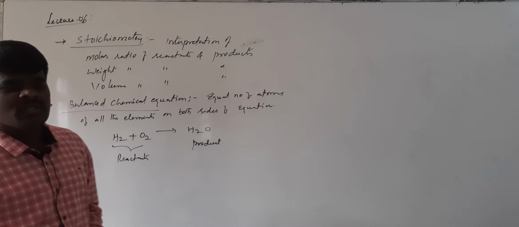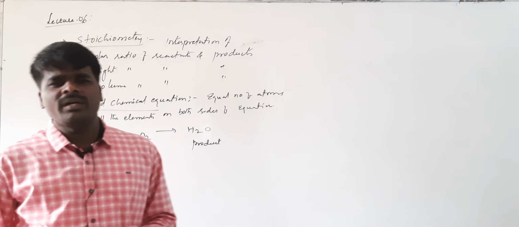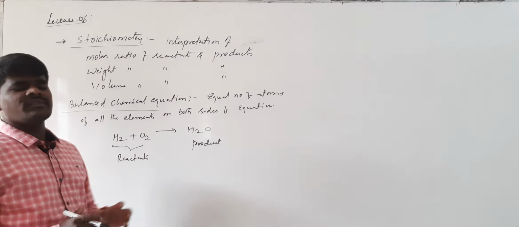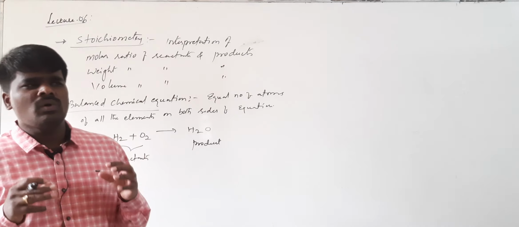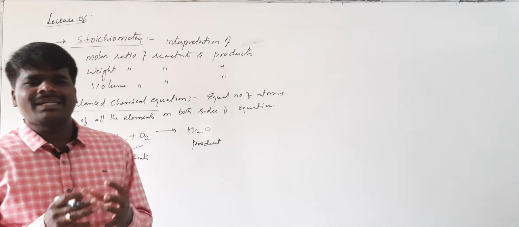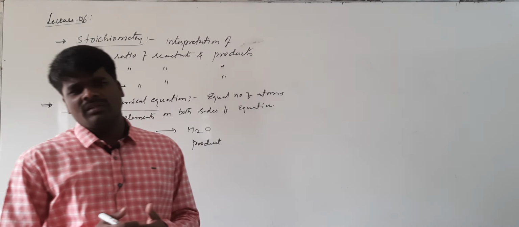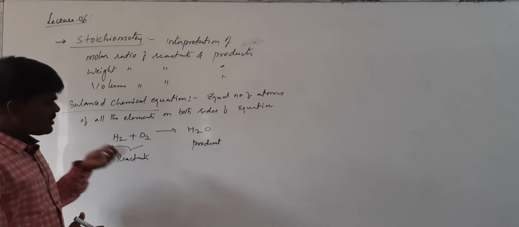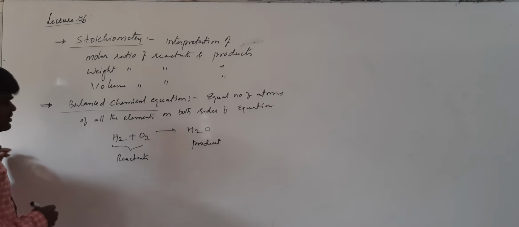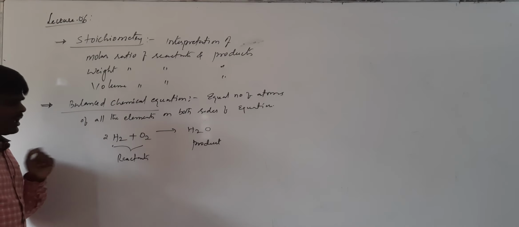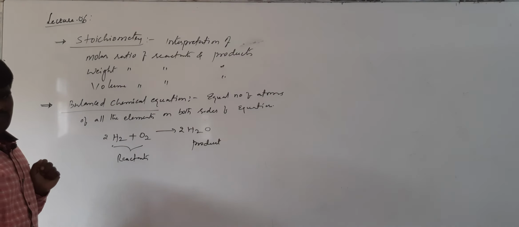Why do we have to balance a chemical equation? Because all chemical reactions obey the law of conservation of mass. According to the law of conservation of mass, during a chemical reaction there is neither creation nor loss of mass, and whatever the matter is, it transforms from one form to another. Based on that, the weight of the reactants must be equal to the weight of the products. Because of that, we have to balance the chemical equation. So we take 2 moles of hydrogen, which gives us 2 moles of water. Now this equation is called a balanced equation.